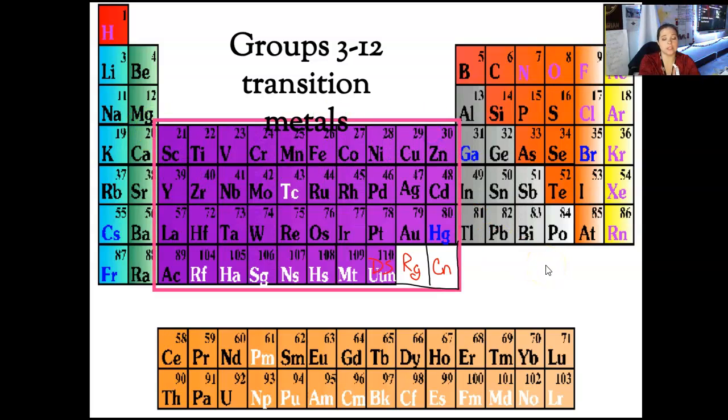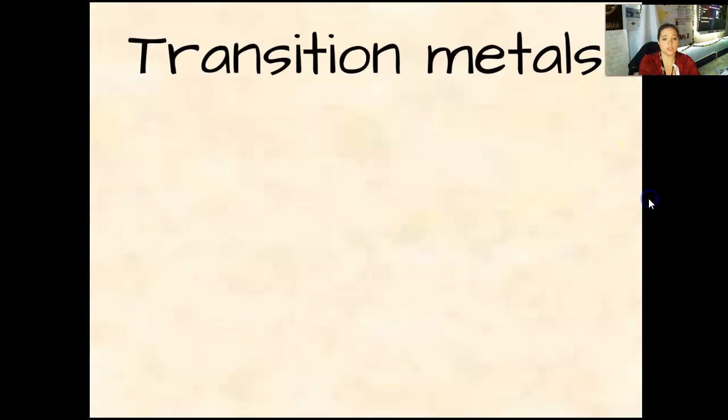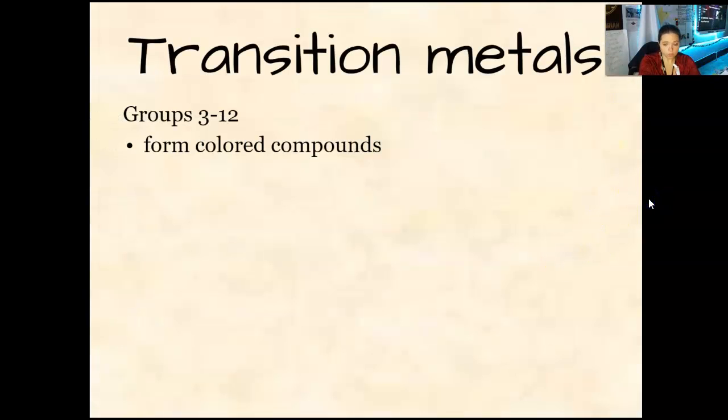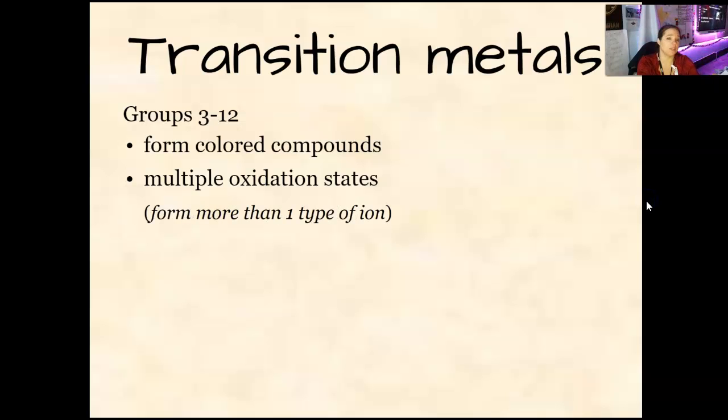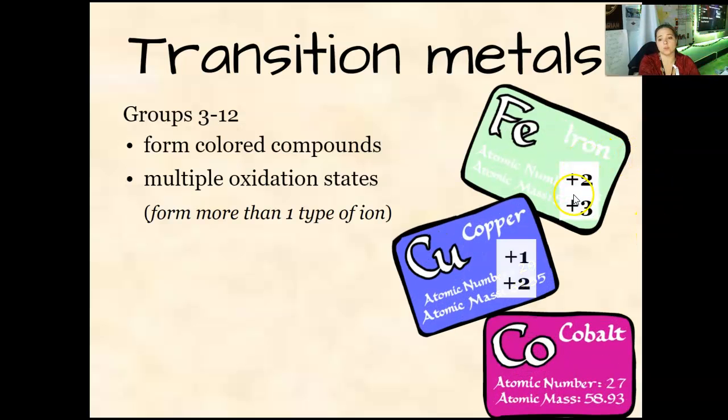All right, this next group is 3 through 12, right here through here. These are all the transition metals. Now these transition metals, these are the ones where you're going to find the colored compounds, like copper is blue, manganese is orange, permanganate, that's going to show you purple. They have multiple oxidation states, which means they form more than one type of ion. Here are some examples. You've got iron with +2 +3, copper +1 +2, cobalt +2 +3.